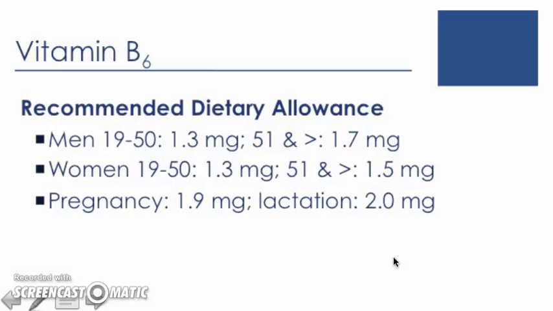We'll see the RDA for vitamin B6 for men, women, and then in pregnancy and lactation. So the RDA for adult men is 1.3 milligrams. For women, it's also 1.3 milligrams. And then you'll see it slightly higher in those over 50. And then in pregnancy and lactation, in pregnancy it's 1.9 milligrams. And lactation, it's 2 milligrams per day. The RDA, you can see here about 1 milligram is similar to the RDA that we saw for thiamine and riboflavin.